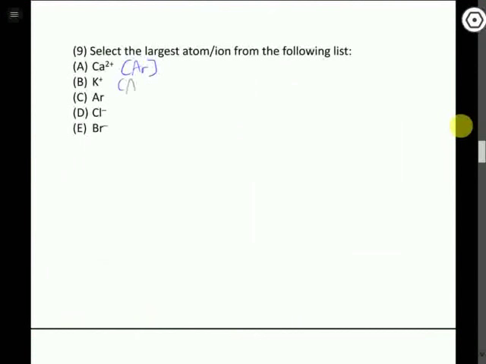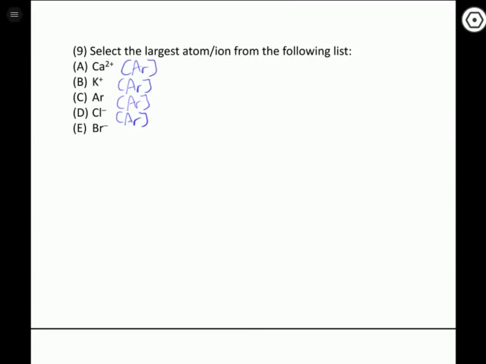K+ has the argon configuration. It's also right next to argon. We move 1 electron to get there. Argon, of course, has the argon configuration. Cl- has the argon configuration. Okay, so all of these first 4 choices have the same electron configuration. They have 18 electrons, and they have the configuration of argon.